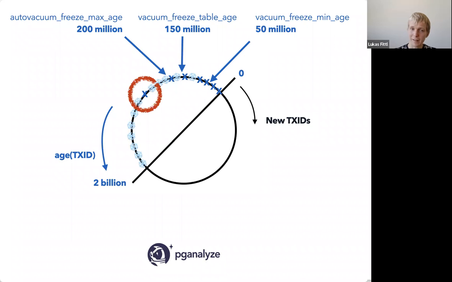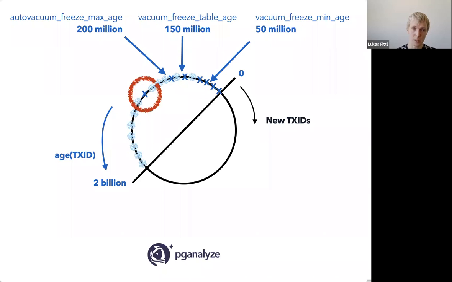Now, there is something here that I want to highlight to you. We have this freeze max age of 200 million, but you can see this little X here. The snowflakes are the frozen XIDs, and there is actually one that got through. Why would that be the case? Didn't we exceed that freeze max age? The reason this can happen is because the freeze max age just says, for scheduling purposes, we should now really start a vacuum.